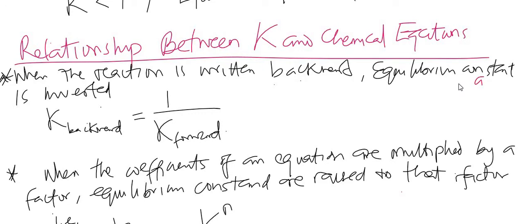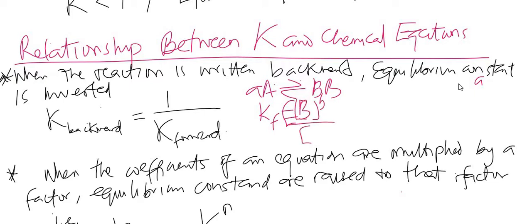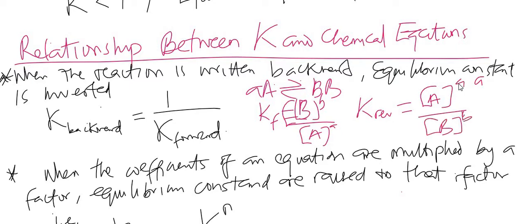Relationship between K and chemical equation. When the reaction is reversed, the equilibrium constant is inverted. For example, if we have something that looks like this, our K forward is going to give us the concentration of B over the concentration of A. When we want to write the K reverse, or K backward, in this case our reactant will become our product. So we're going to have the concentration of A over the concentration of B. We can see that this is the reverse of the K forward. So K backward equals 1 over K forward. That is the inverse of K forward.